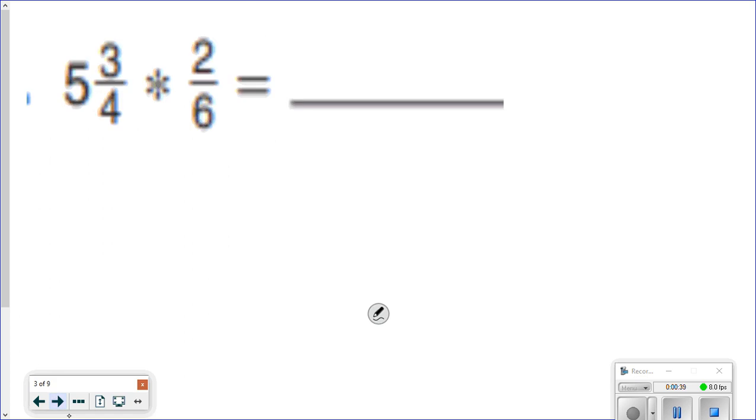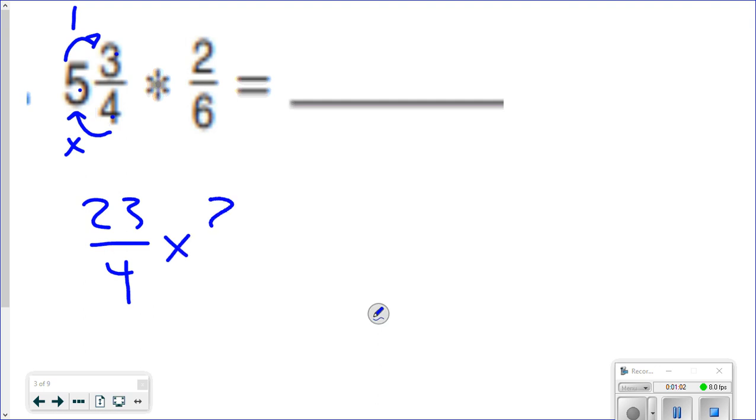Now we have a mixed number. This is what you have to do when you have a mixed number. Remember, I've shown you before, we have to multiply and then we have to add. With 5 and 3/4, I'm multiplying the denominator by the whole number. 4 times 5 is 20. And I'm adding the numerator. So I have 23 over 4 times 2 over 6.